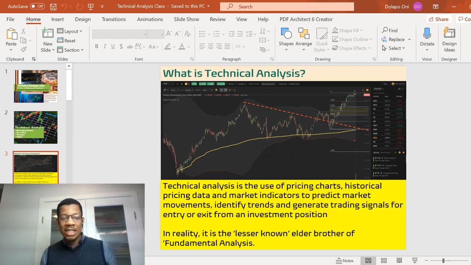While fundamental analysis on one hand tells you what the value of the asset is, technical analysis comes to tell you when you should buy and when you should sell. So a good investor in financial markets tends to embrace and utilize both forms of analysis.